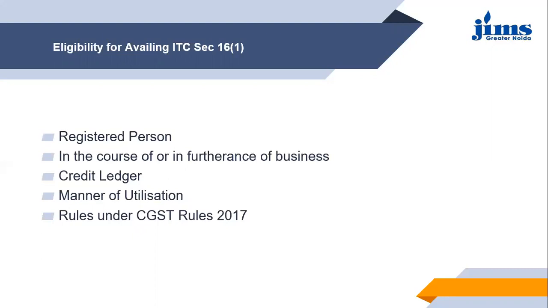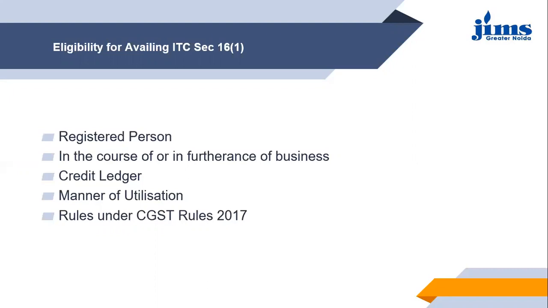So if you are supplying goods which are exempted, it may be that your inward supply is in the course of business or in furtherance of business, but since it is related to an outward supply which is exempted, you are not in a position to claim the ITC. Though you are a registered person, the supplies you are making are exempted supplies. So whatever tax you paid for the inward supplies, you are not eligible to take credit for those taxes.